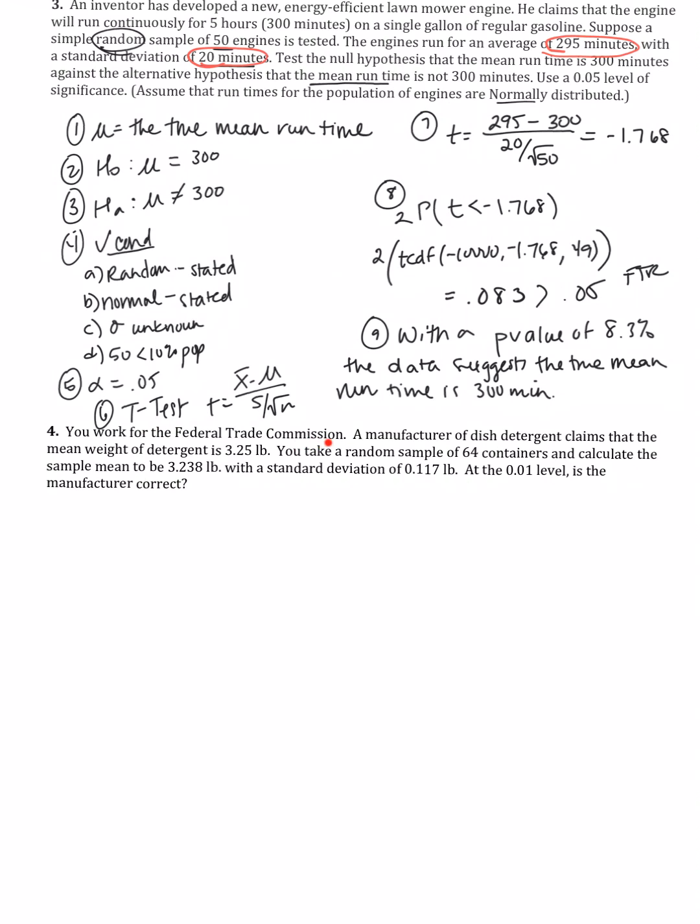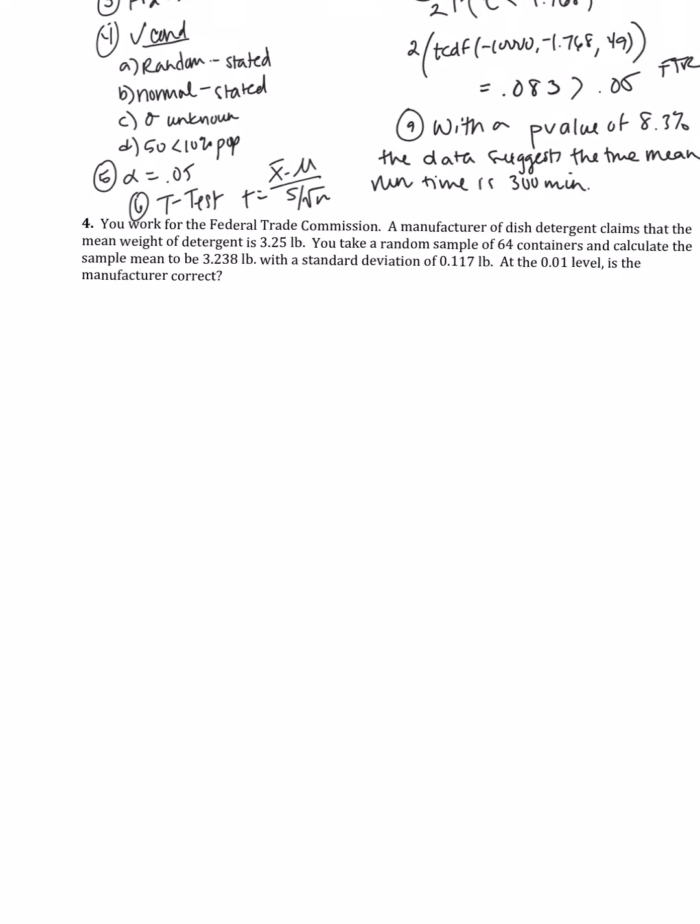You work for the Federal Trade Commission. A manufacturer of dish detergent claims that the mean weight of detergent is 3.25 pounds. You take a random sample of 64 containers and calculate the sample mean to be 3.238 pounds with a standard deviation of 0.117 pounds. At the 0.01 level, is the manufacturer correct? All right, this is numeric data. So, you know the drill by now.